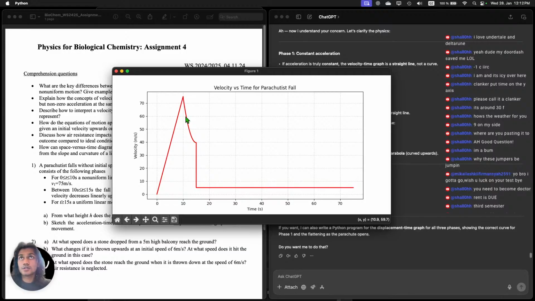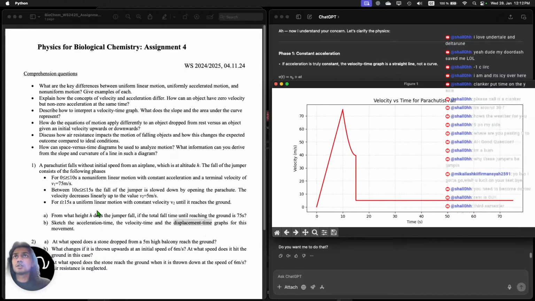But then why is the second part going down till 40? It should be going down till 5. No. Okay, wait. At this part, they opened the parachute and it's a constant deceleration. What is it?